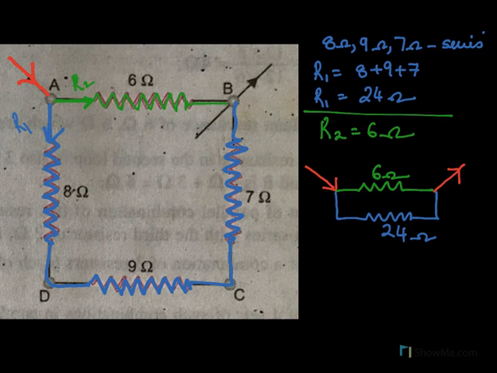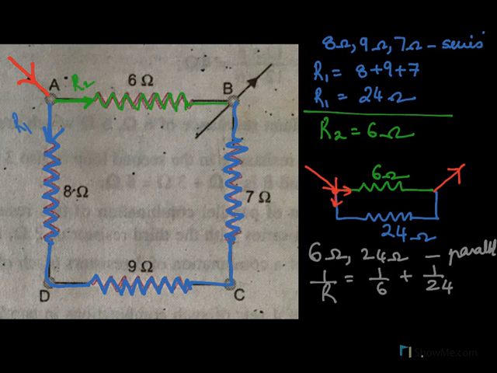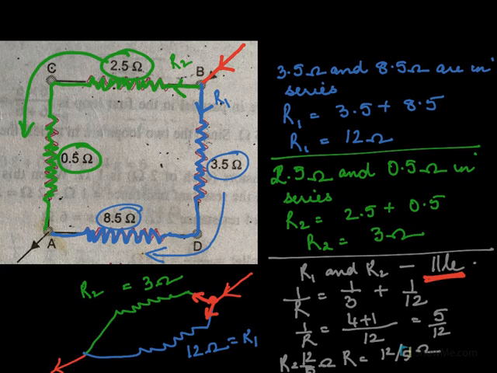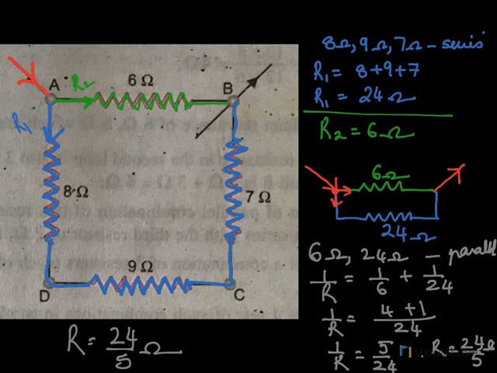Now if we look at the green and the blue, we know that 6 ohms and 24 ohms are in parallel. Why parallel? Because at this point the current is splitting into two, one here and one here. The same current is not flowing through both the resistances. So we use the formula 1 by R equals 1 by 6 plus 1 by 24. So 1 by R equals, LCM 24, this becomes 4 and 1. Same diagram as before; however, in this case it was 24 by 5 ohms, whereas before it was 12 by 5 ohms.